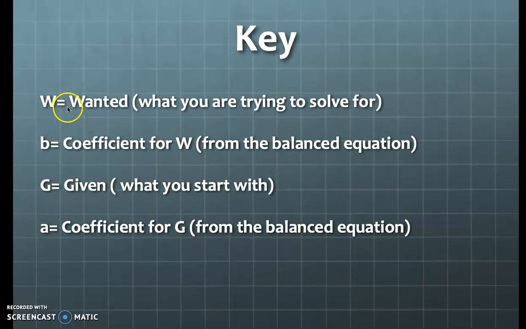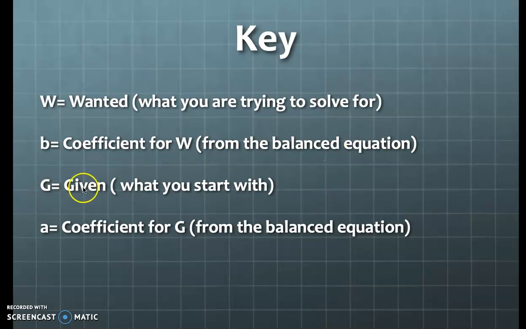The W is the wanted. Now what is a wanted? Obviously from math, it's the question you're solving for, what you are trying to solve for. Little b is the coefficient for W. So little b is the number that's directly in front of the wanted, found from the balanced equation. So you need your balanced equation.